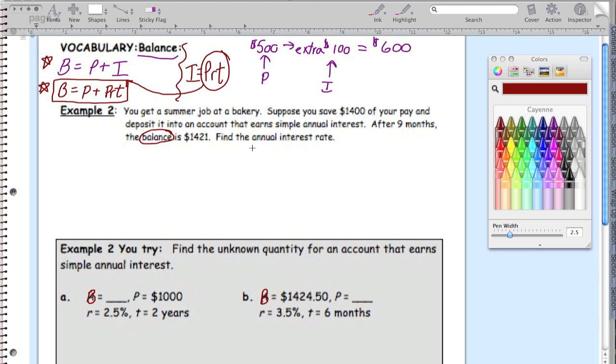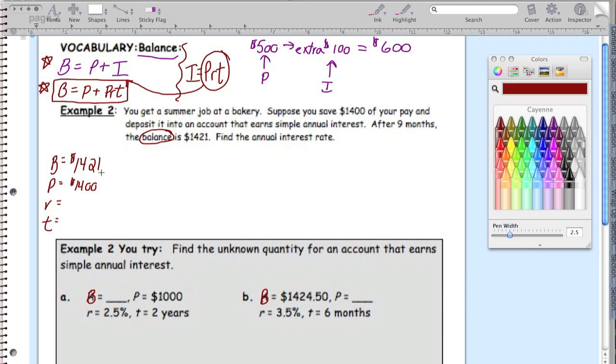Okay, they want us to find the annual interest rate. So let's go to work. Our variables are B, P, R, and T. It says my balance is $1,421, so that's how much is in my account now. My principal, it said suppose you save $1,400, so I had $1,400 that I deposited into an account.